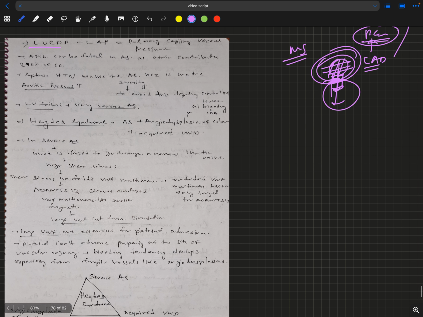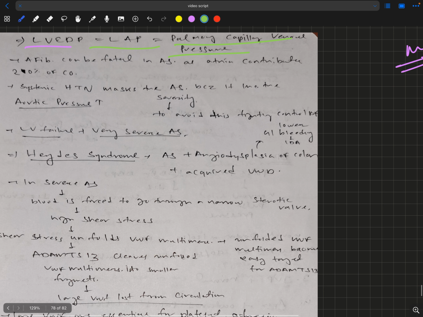So an increase in LVEDP, left ventricular end diastolic pressure, an increase in LAP, and an increase in pulmonary capillary wedge pressure. What are some conditions associated with aortic stenosis which we have to look for? Atrial fibrillation can be fatal in aortic stenosis because the atria contribute 20% of cardiac output. What happens in case of severe AS? In very severe AS, there is LV systolic failure. The heart cannot pump effectively, and along with that we have atrial fibrillation.